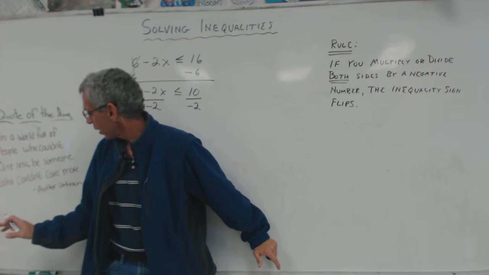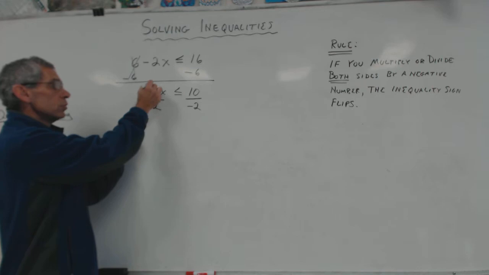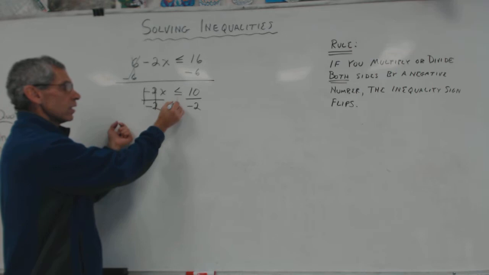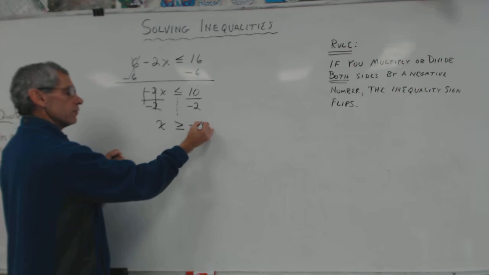So this is one of those cases. I'm dividing both sides by a negative number. So the negatives cross out, the 2 crosses out, and all I have left is x. This sign, though, has to flip. It's pointing to the left right now, and now it's got to point to the right. So it's greater than. What is 10 divided by negative 2? Negative 5. There we go.